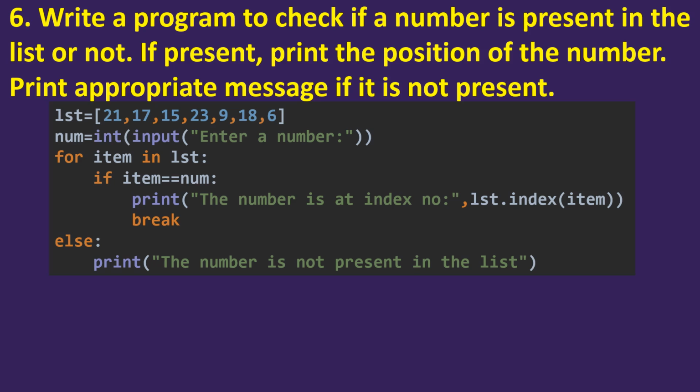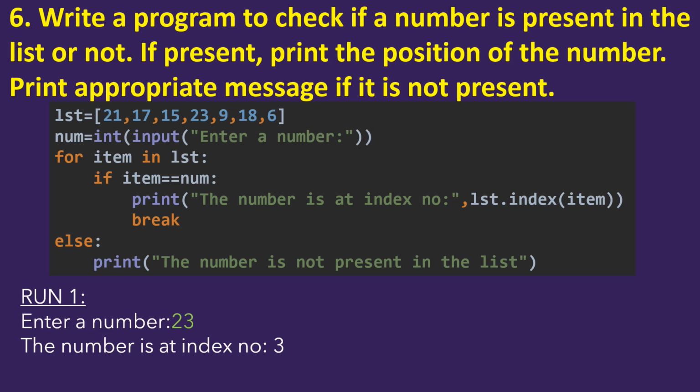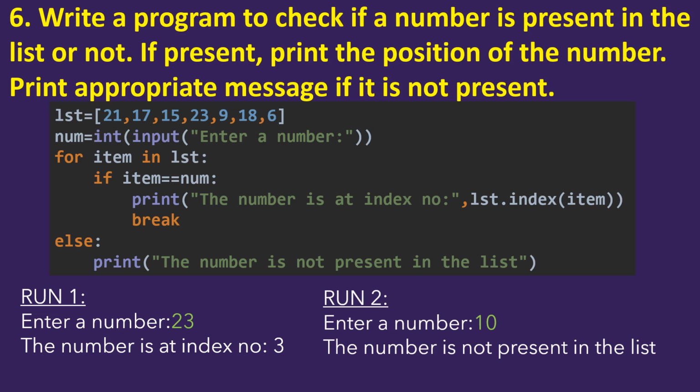Then the else statement is there. Here you can see this else is referring to the for loop. So when the for loop completes its execution, it will print that the number is not present in the list. That means it has completed the for loop and has not found the element in the list. So once you run the program, let's say the number entered by the user is 23. Then it will print that the number is at index number 3. Now in the second run, let's say the user has entered the number 10, which is not present in the list. So it will just print that the number is not present.